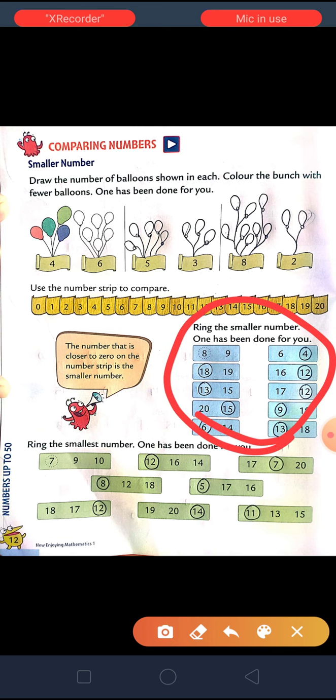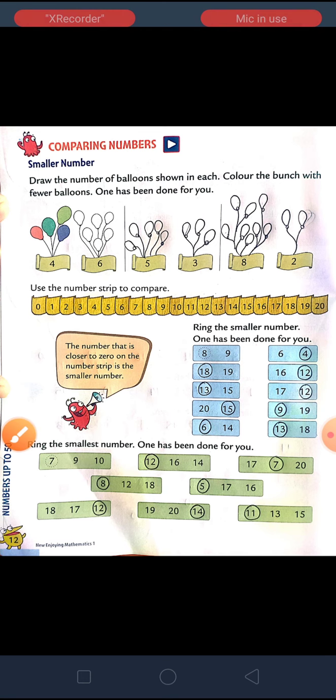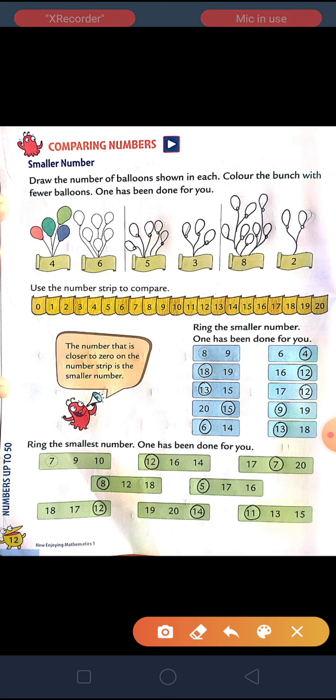Let us do one more exercise, so you will come to know which is the smallest number. Now when you say smaller, it means there is a comparison between only two numbers, and when we compare more than two numbers, the term that comes is smallest.